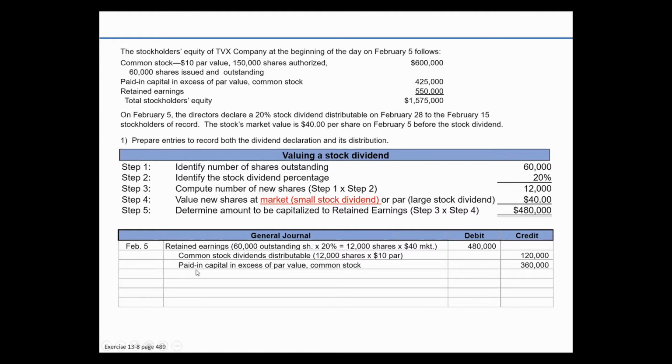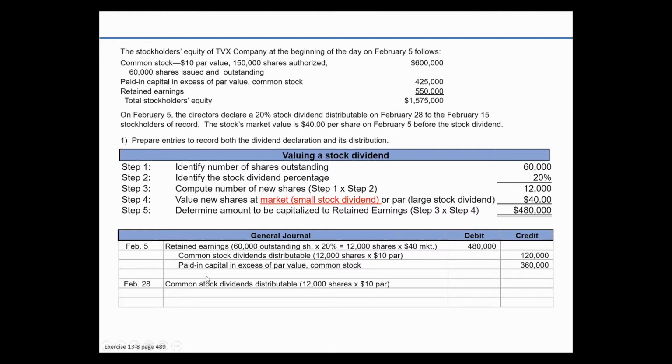And then to figure out the excess paid-in capital, you take the value of the shares, which in this case is 480,000. You would take that, subtract 120,000 from it, and you're going to get 360,000.